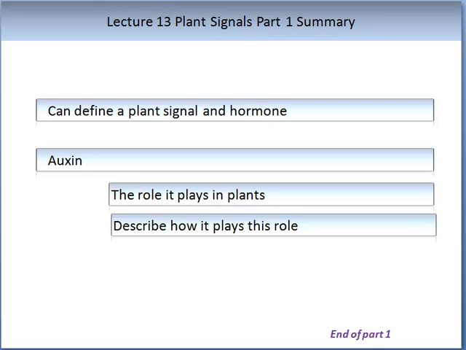You should be able to describe some examples of auxin. Please ensure that you do the associated reading. This brings us to the end of part 1 of lecture 13 on the topic of plant signals.